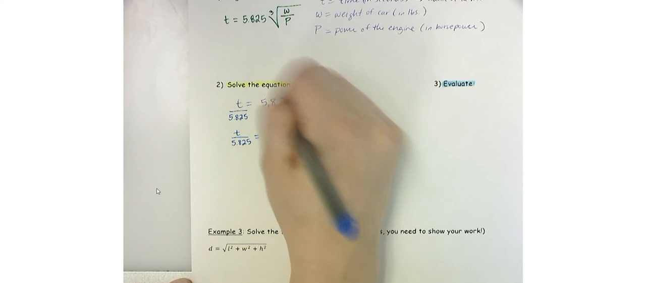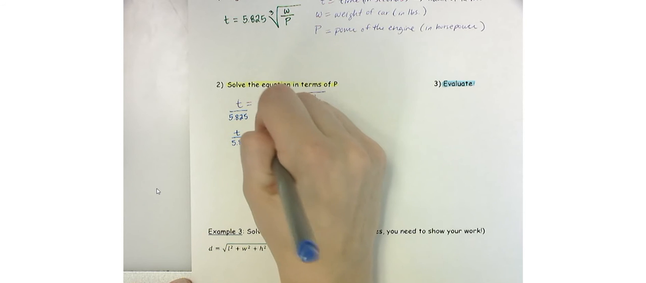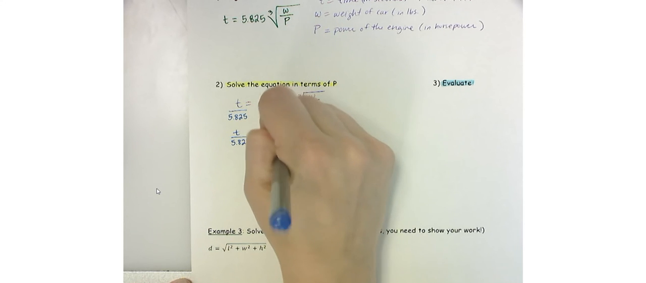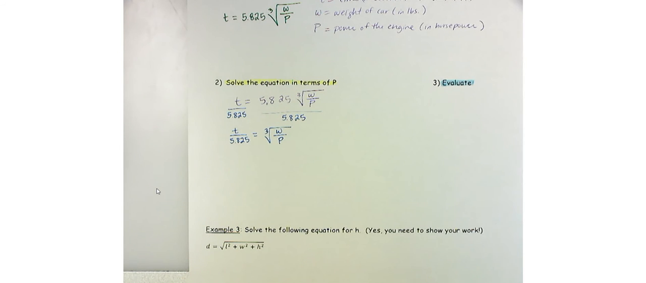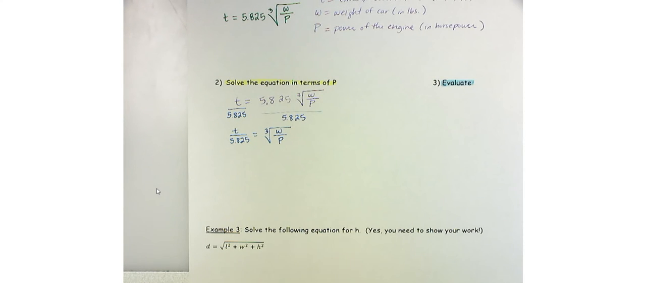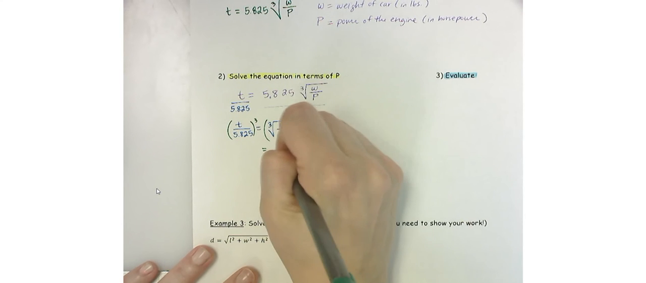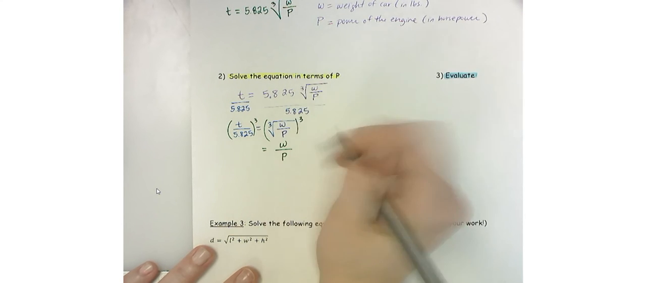So I have T over 5.825 cubed. And then this is where you can go in several different directions. What are some of the things you guys are thinking about? Yeah, Lisa. Multiply by W over W? If you multiply by W over W, let's see what would happen. And tell me why you're thinking that.